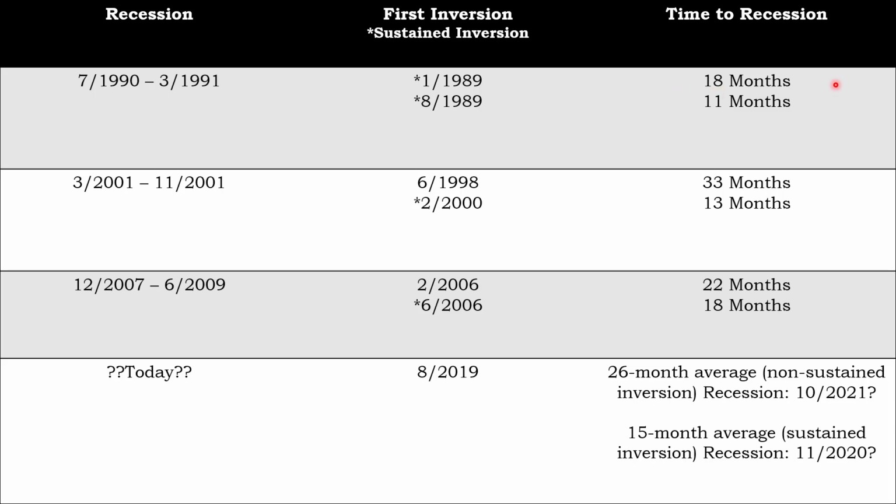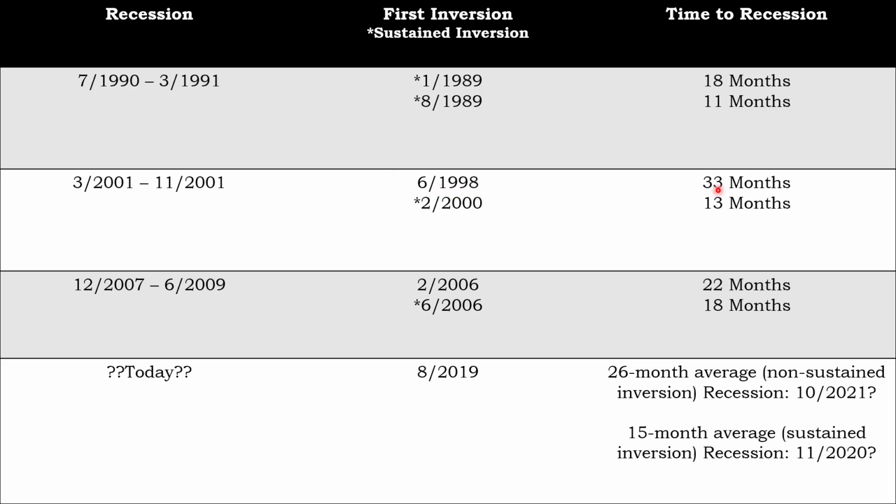And as you can see here, this asterisk indicates that it is a sustained inversion as opposed to a non-sustained inversion. Now, in that same year of 1989, we have another inversion. This one took place in August of 1989, and clearly that was 11 months before the recession was formally announced. Moving on with the next recession, which took place in 2001, we have a non-sustained inversion in June of 1998. That gives us a lead time of 33 months, so quite the lead time there.